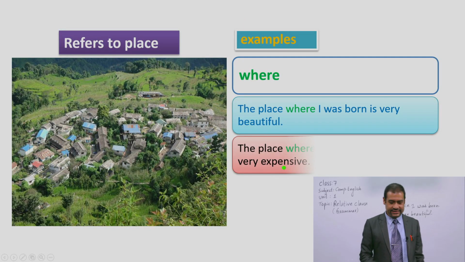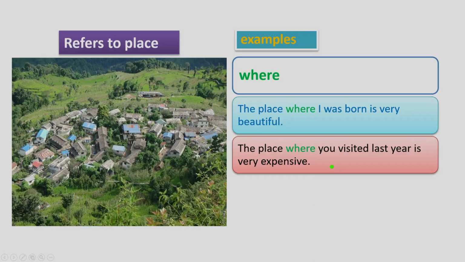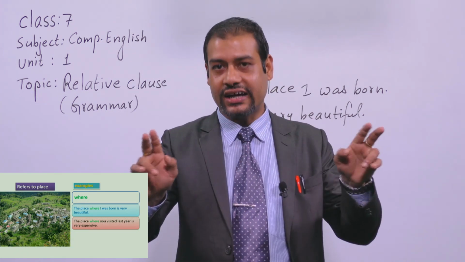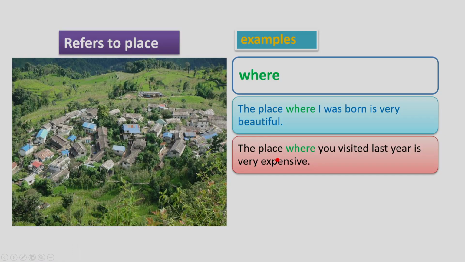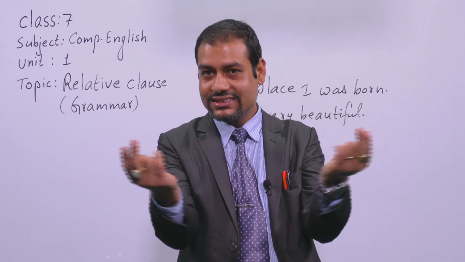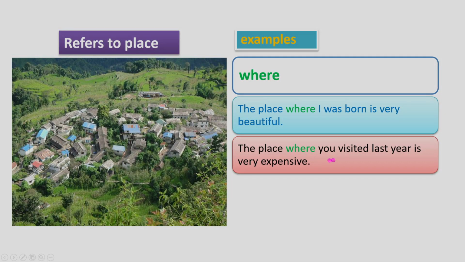Okay. Next example I would like to show you. Look at and read, please. The place where you visited last year is very expensive. For example, last year you went to a tourist place, and then you found that place is very expensive. So in this case, there are two sentences. You can break this sentence into two sentences as, the place you visited last year, full stop, and you can write down, it is very expensive. So if we want to make those two sentences into one, at that time, we can write down like this. The place where you visited last year is very expensive.